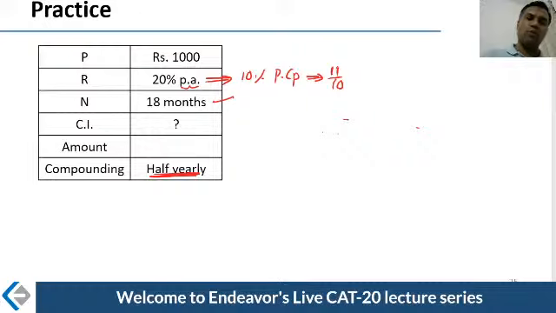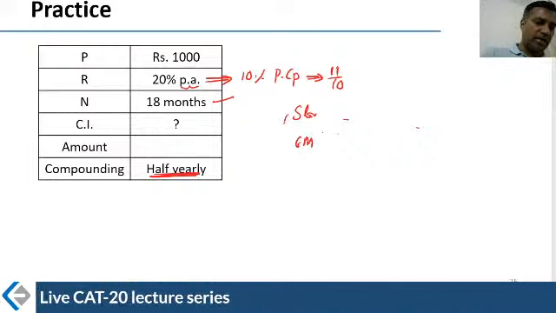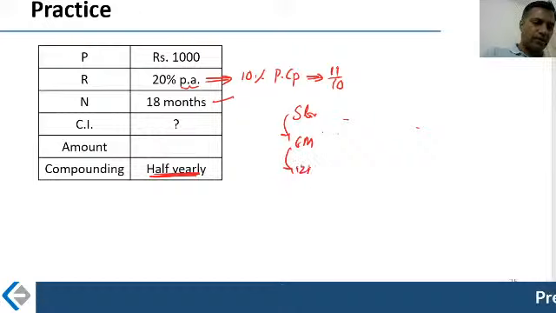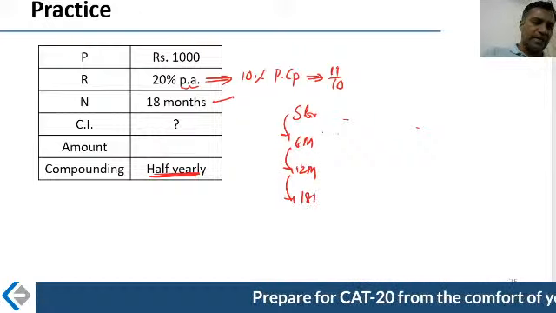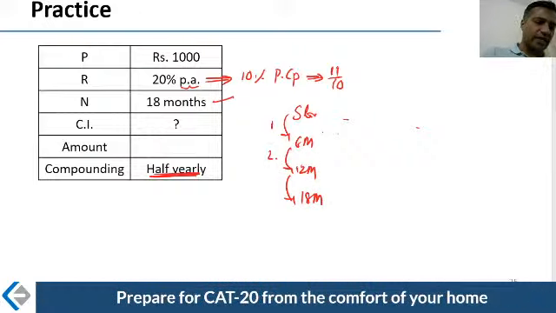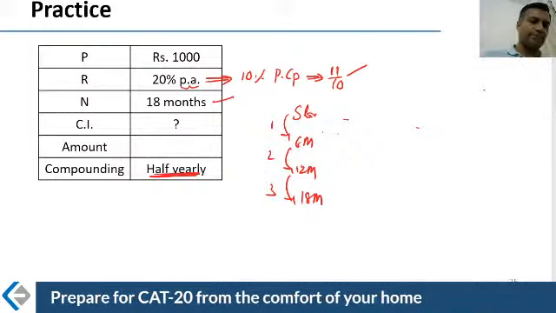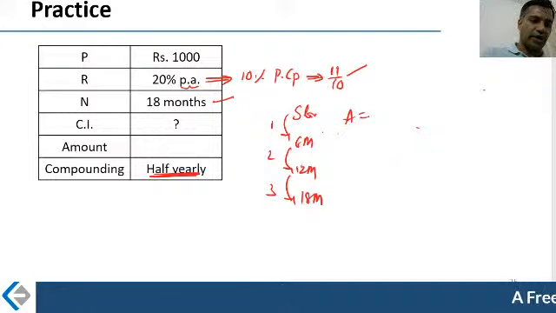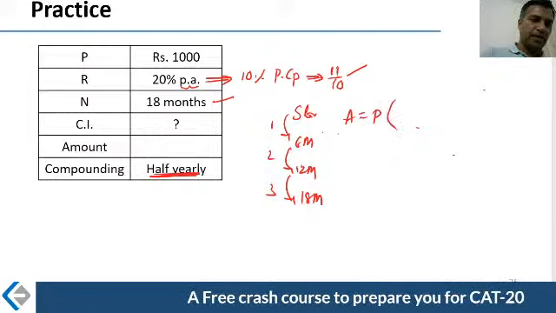18 months means how many compounding periods? 3 compounding periods. You start here. 6 months, 1 compounding period. Then 12 months, second compounding period. Then 18 months. First, second, and third, 3 compounding periods, which means the multiplier should be used 3 times. Good. So therefore, the amount is going to be the principal times the multiplier used 3 times.